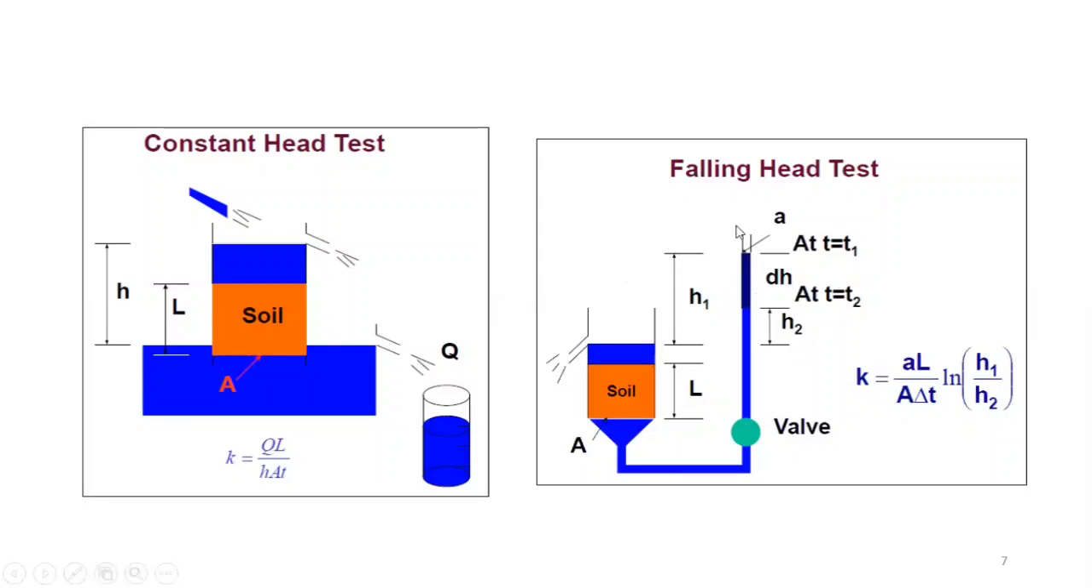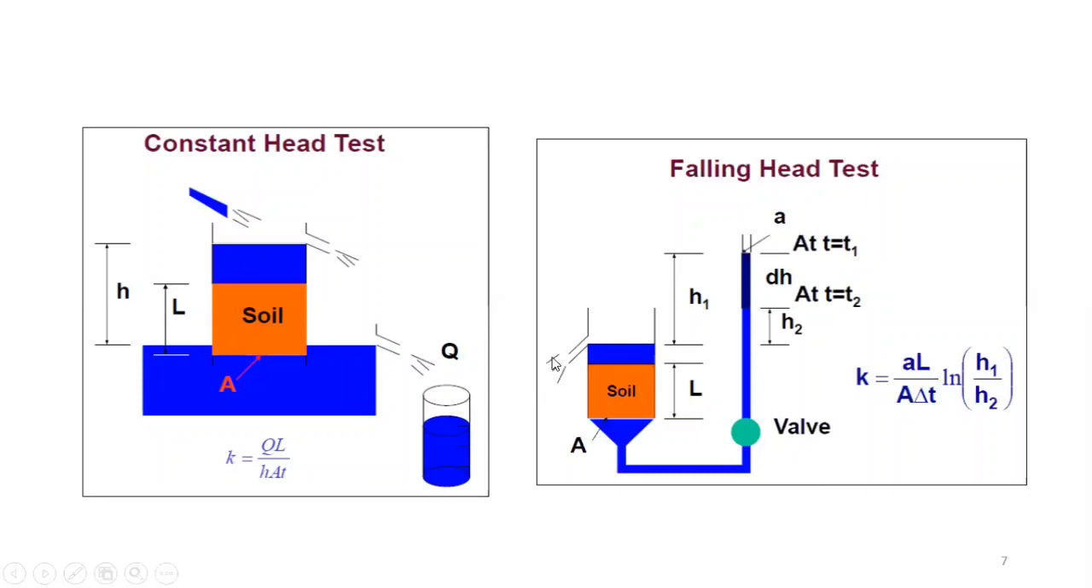So that means first of all you keep water flowing into this burette or this pipe, and then you allow the water to go out of the soil sample. Ultimately, a stage will come where you are monitoring this flow rate and it becomes constant over a certain time period. That means you may take 2 or 3 readings and you see that the flow rate is constant, so that is steady state.